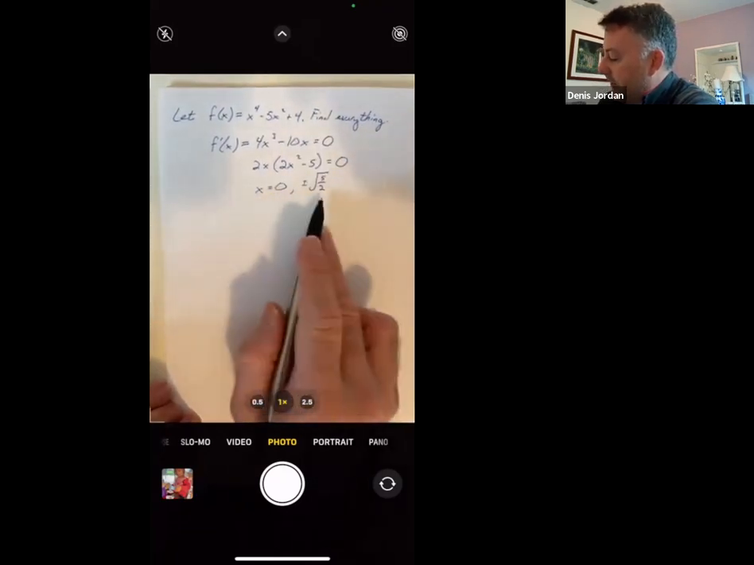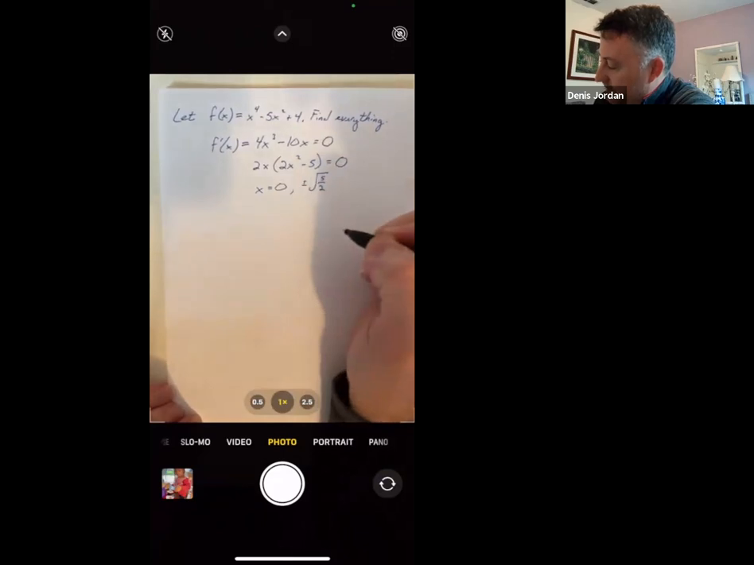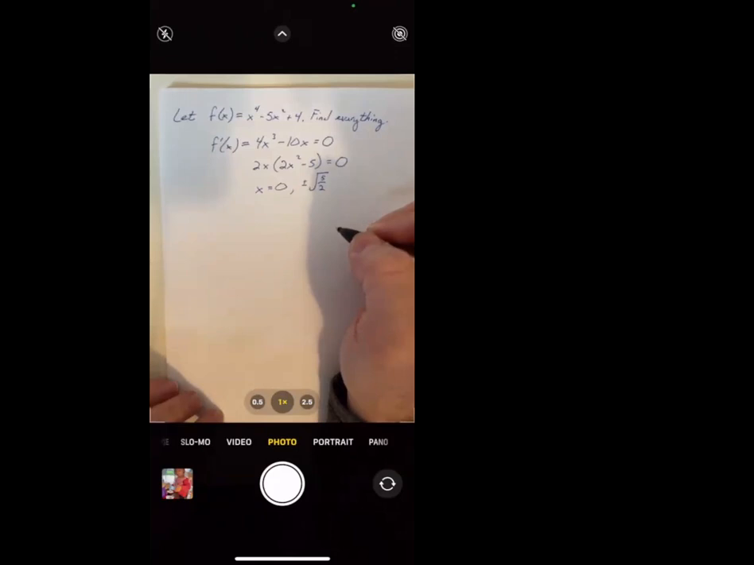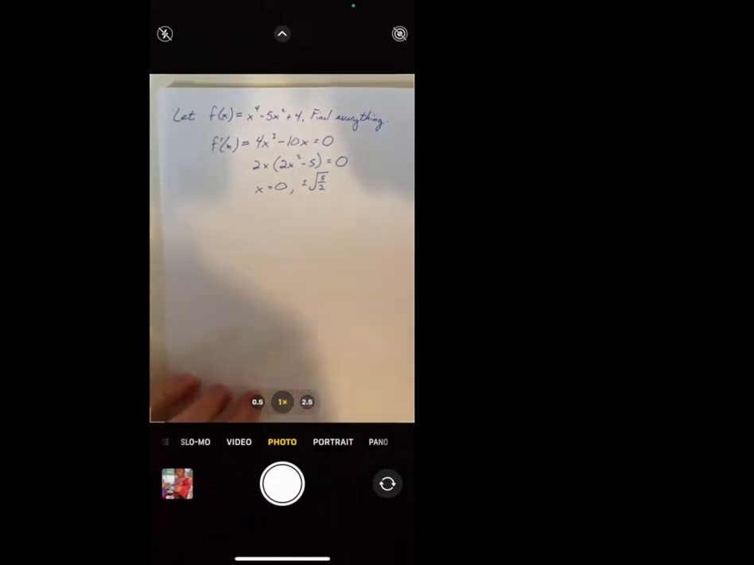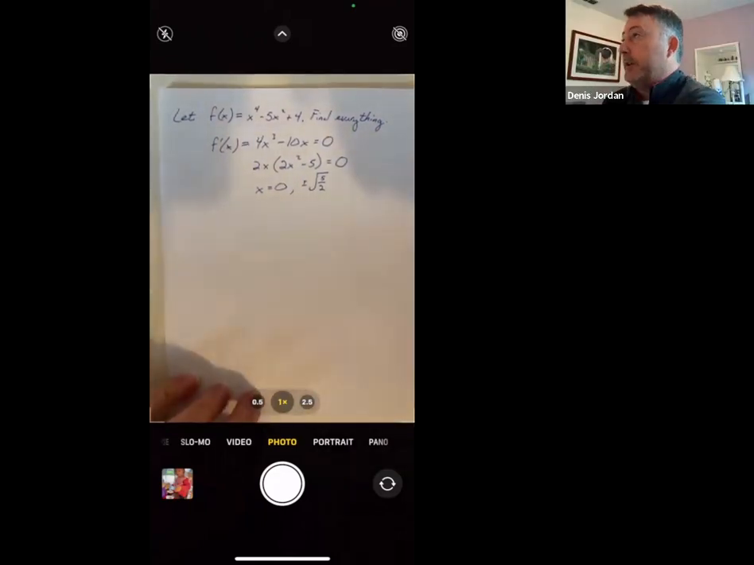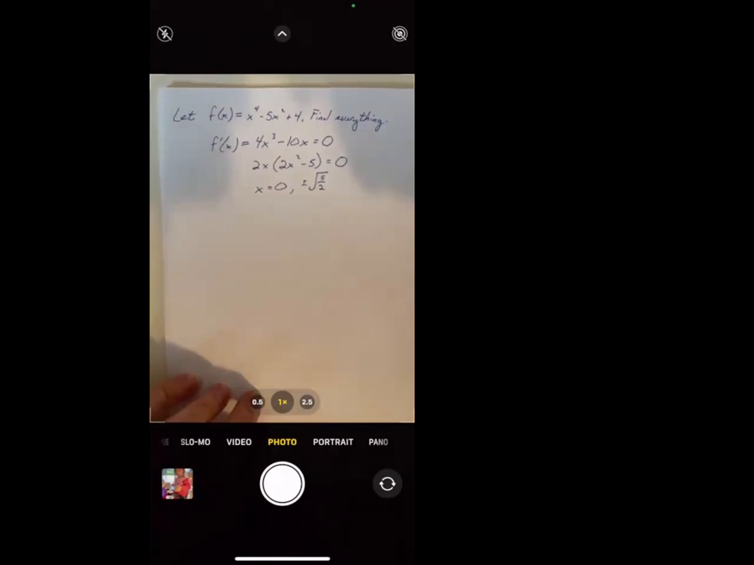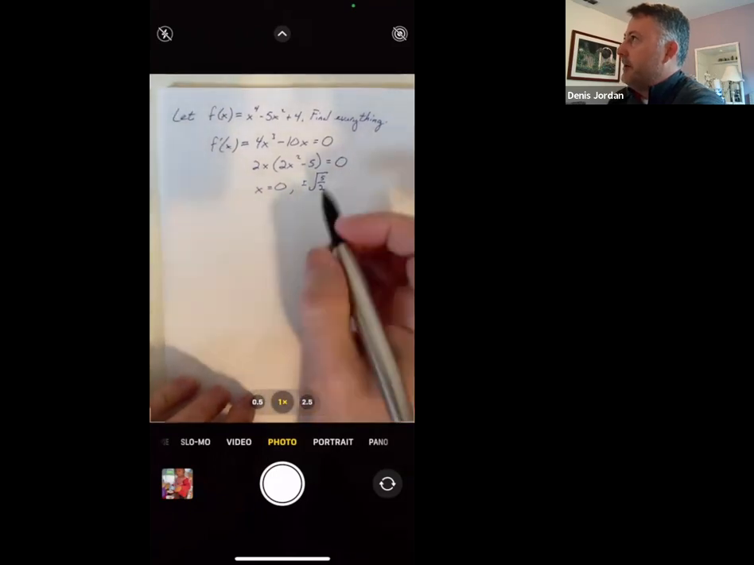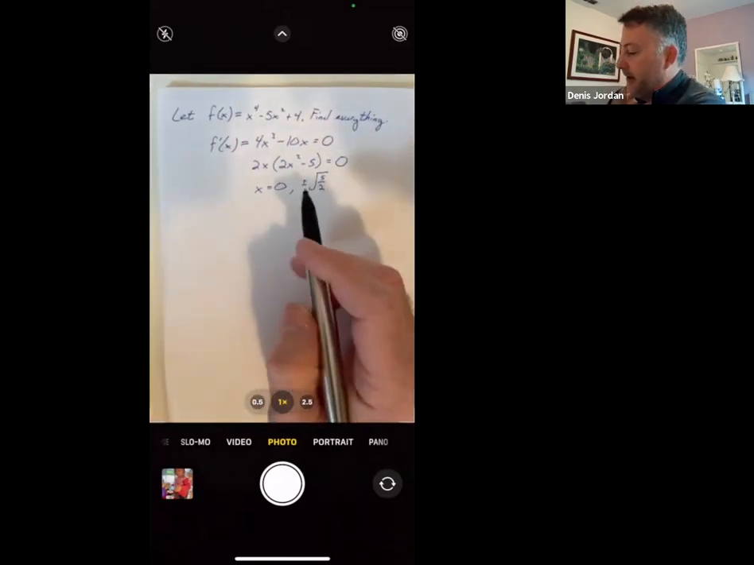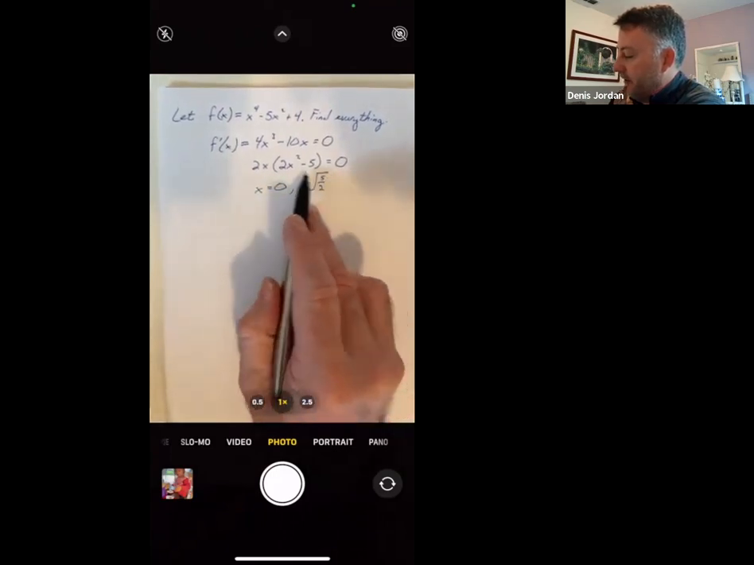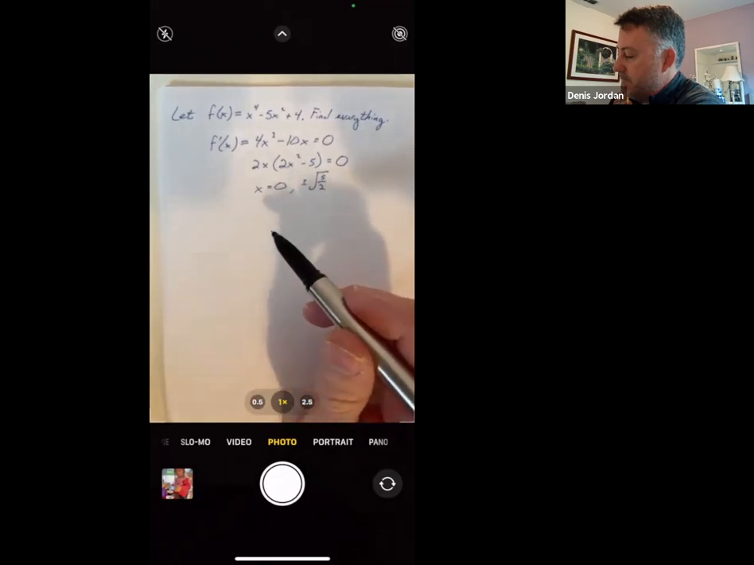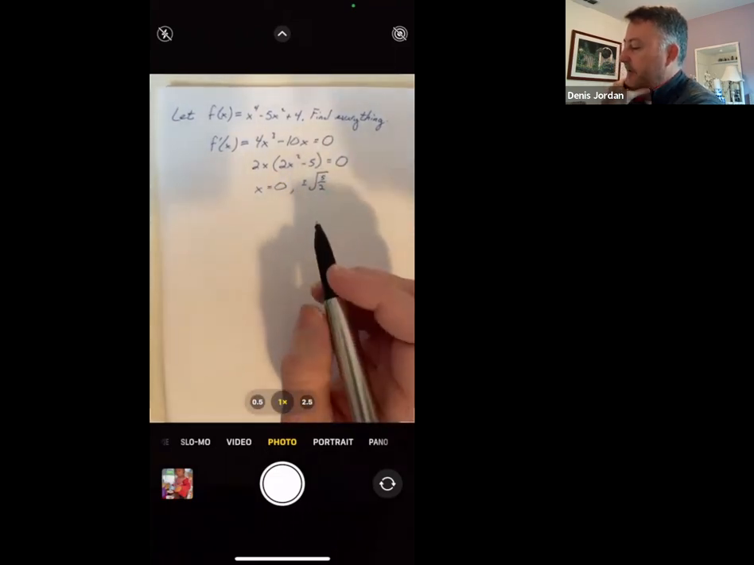So once you found them, what did you do with them? Plug them back into the original function. And what would that give you? The relative extrema. It would give you the y coordinates of the extrema. But we usually didn't start with that. I guess you could. But usually, once you found your critical numbers, you started to use the first derivative test.